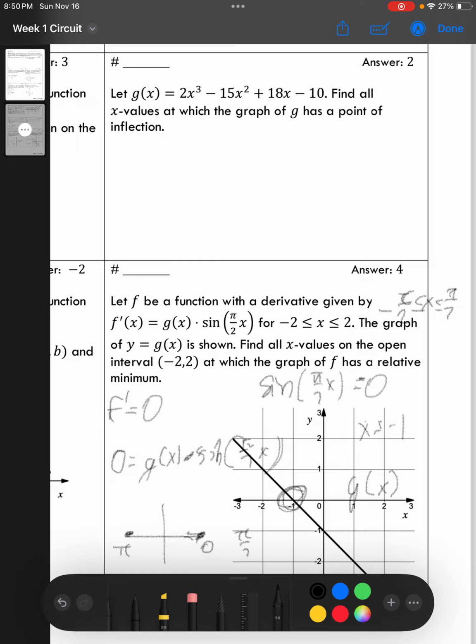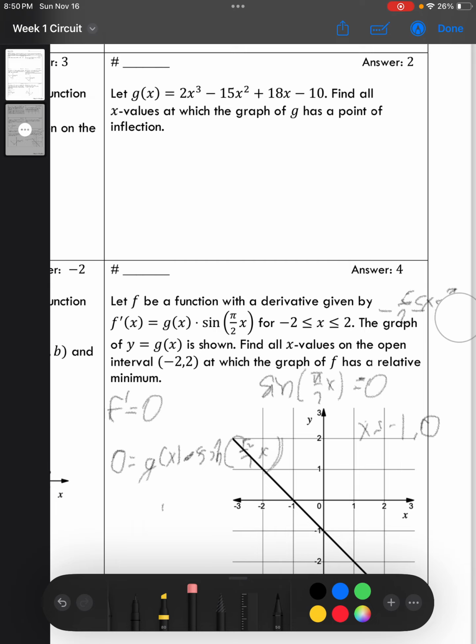So that means that pi by 2x has to equal 0, so x equals 0 is another possible critical value. Pi actually can't happen, because x would be -3.14 or 3.14, which is not inside our interval. That means that for the case that pi by 2x is equal to 0, x equals 0 is the only critical value that we can find.